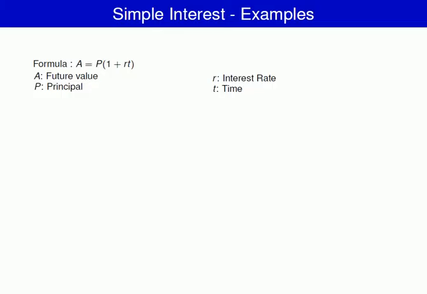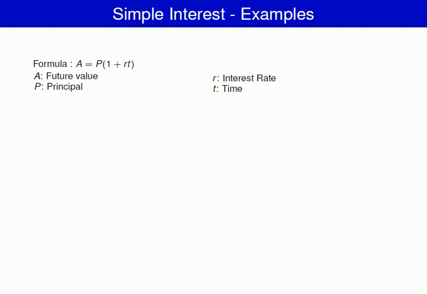Let's look at some simple interest problems, and the formula is A equals P times (1 plus RT), where P is the principal, R is the interest rate, T is the time, and A is the future value.